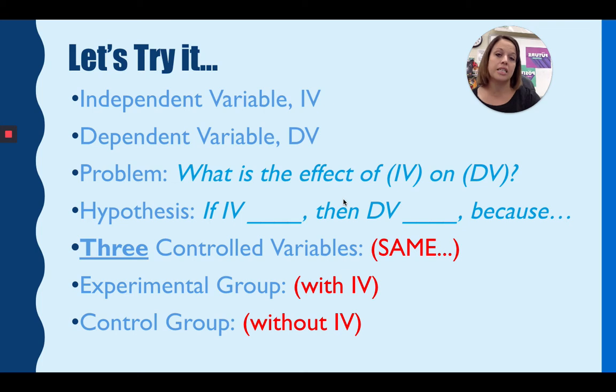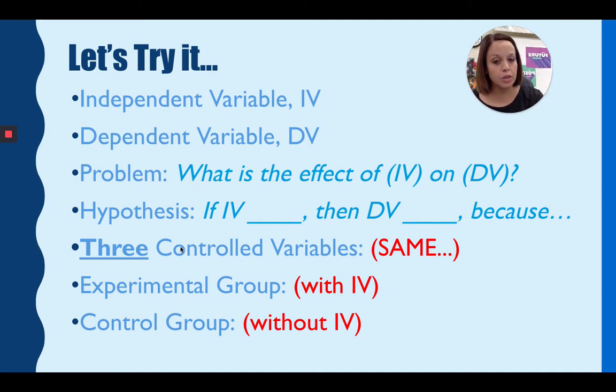We can practice this. What is the effect of my independent variable? So what is the effect of waiting after I eat to swim on whether or not I'm going to get sick from swimming too soon? My hypothesis could be if I don't wait to go swimming after I eat, then I will get sick because my food hasn't digested and my body isn't ready to swim. Okay, that's my because. That's something that I think is reasonable.